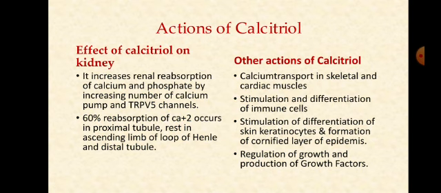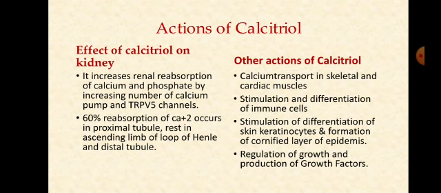60% reabsorption of calcium occurs in the proximal tubule and the rest occurs in the ascending limb of loop of Henle and distal tubule. And all this calcium reabsorption is under the influence of calcitriol by means of different calcium pumps and TRPV5 channels. So, by the action of calcitriol on kidney, blood calcium level as well as phosphate gets increased and the level must not fall below the normal range, that is ensured.